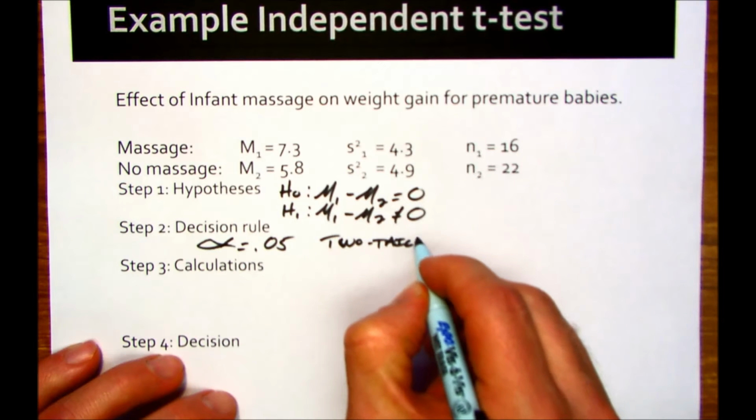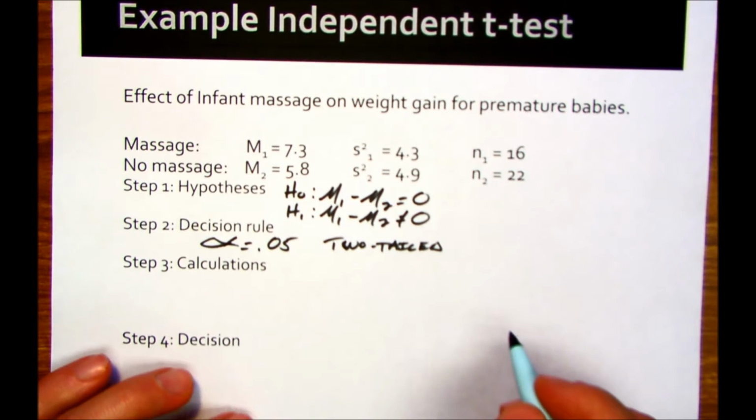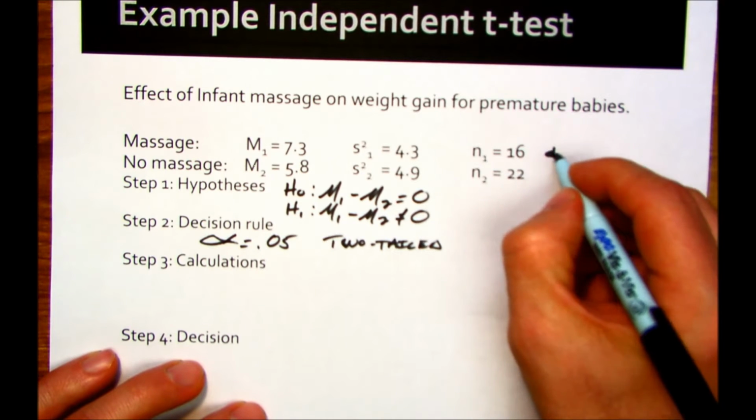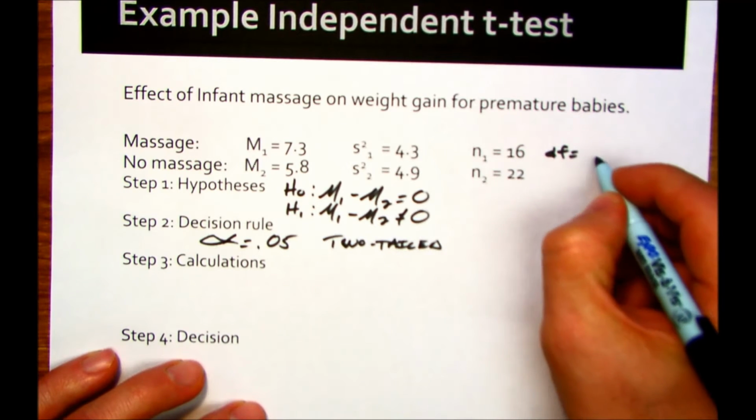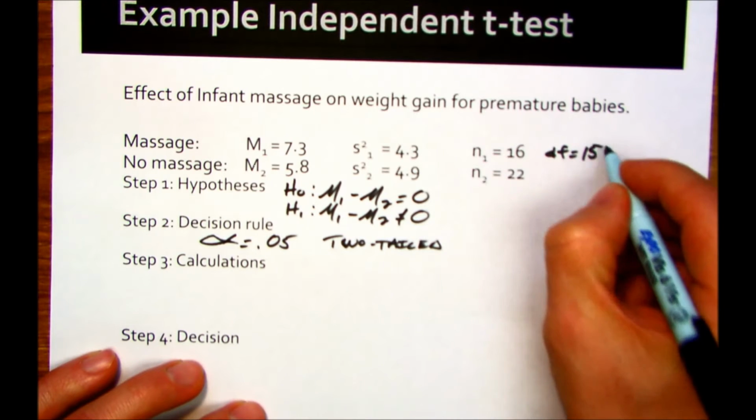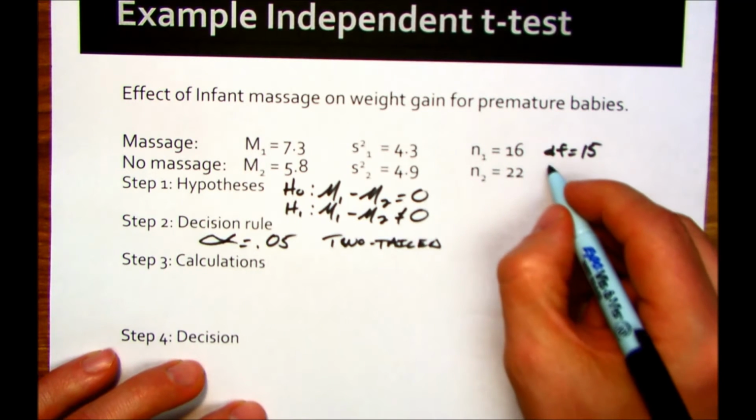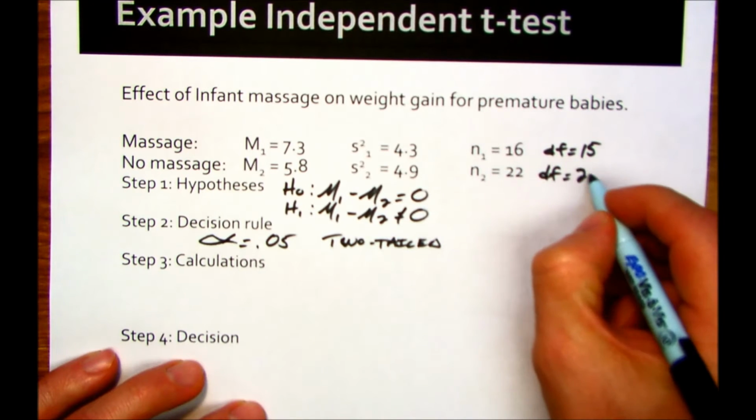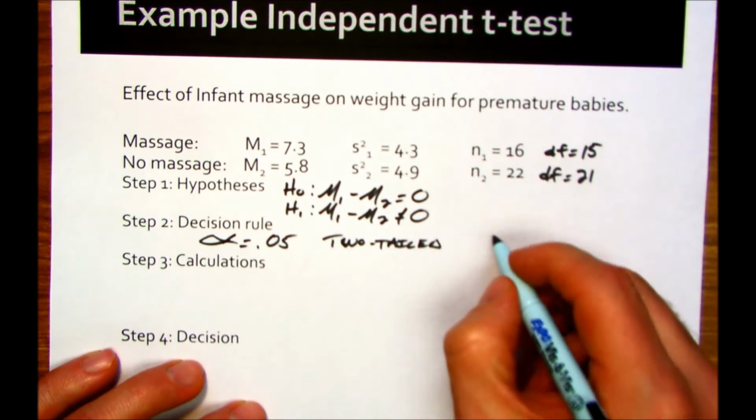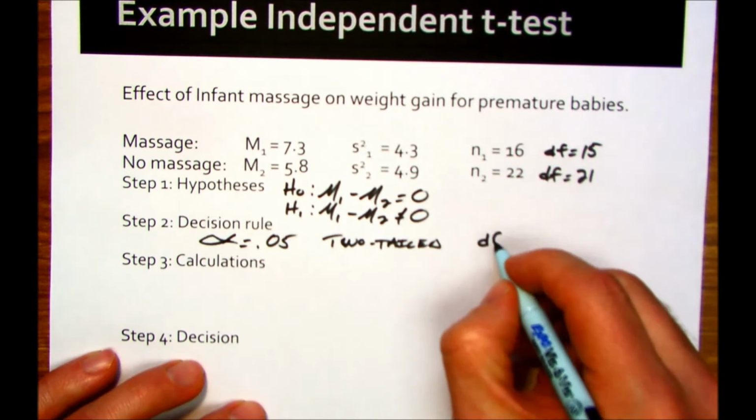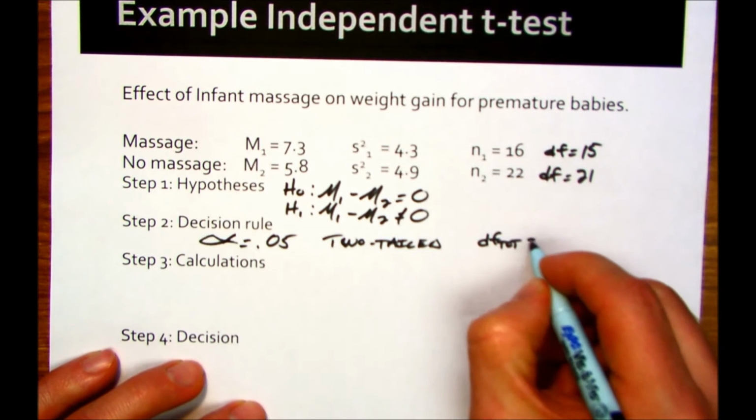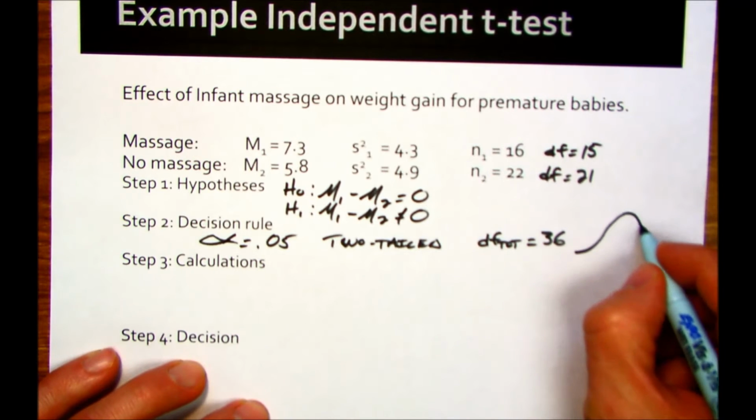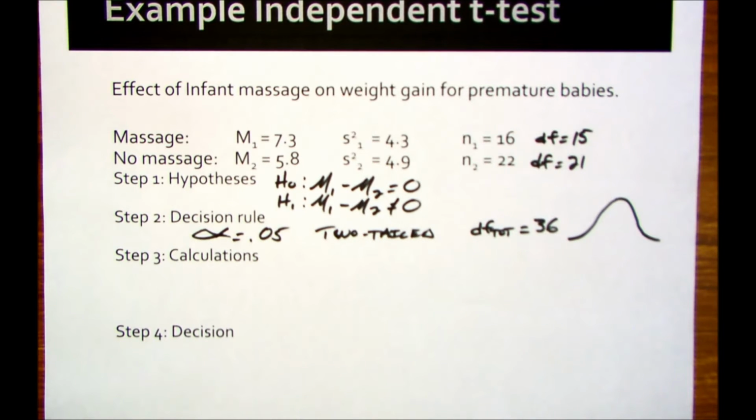Now as we look this up in the back of the book, you remember what we need are degrees of freedom. The degrees of freedom for the massage group is 15, right? 16 minus 1. Degrees of freedom for the no massage group, 22 minus 1, gives us 21. So our total degrees of freedom, adding them together, would be 36. So we're going to look this up in the back of the book.